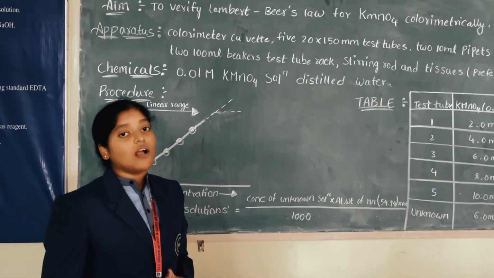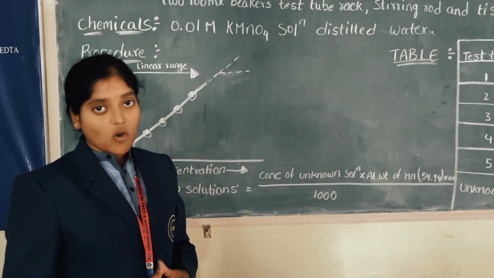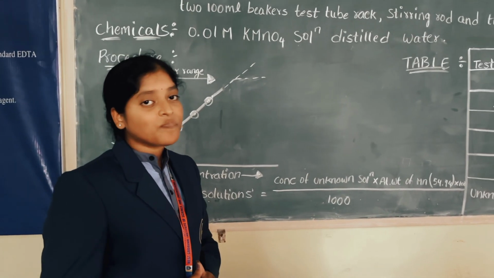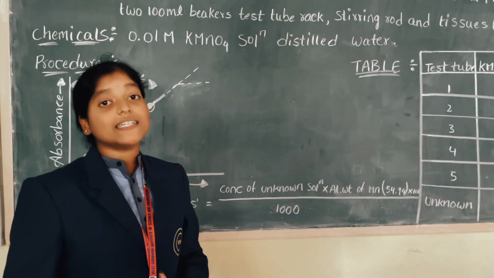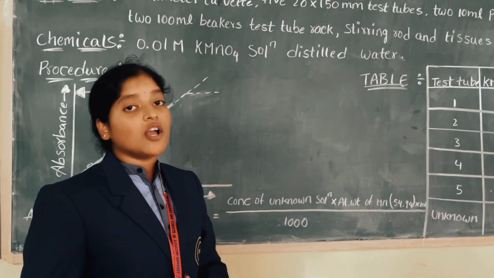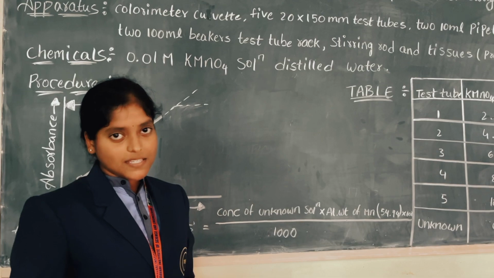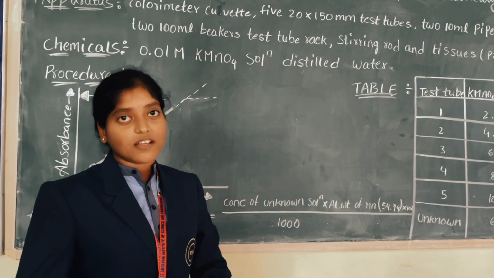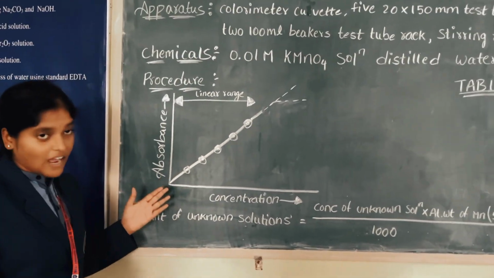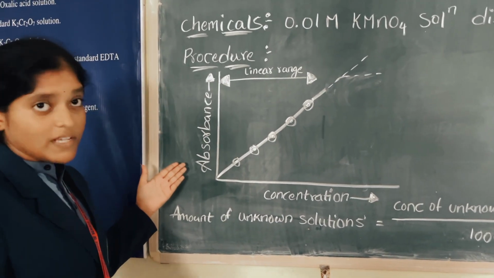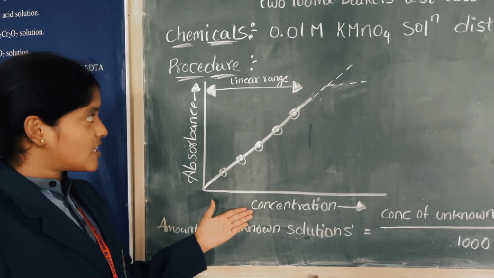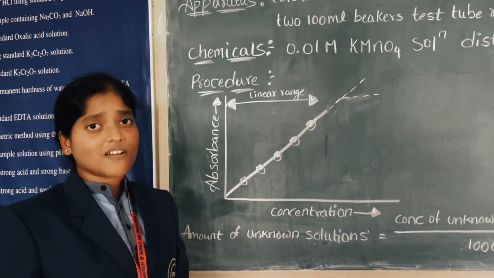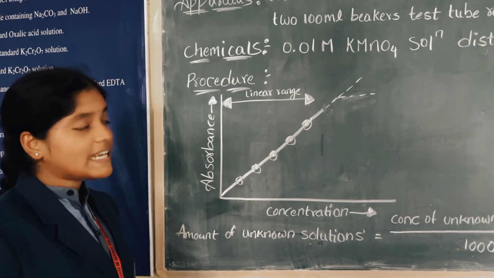When light passes through the solution, it strikes the photocell, and it is used to measure the absorbance of each solution. The direct relationship between the absorbance and concentration is known as Beer's law. Here we can find the concentration of a KMnO4 solution by using a graphical representation. Here we can see the graph. On the y-axis we take the absorbance and along the x-axis we take the concentrations. By using this graph we can find the unknown concentration of KMnO4 solution.